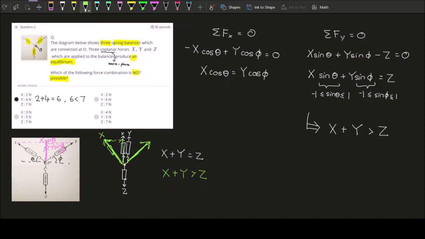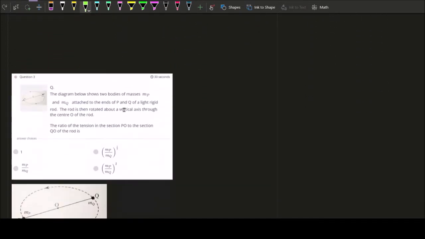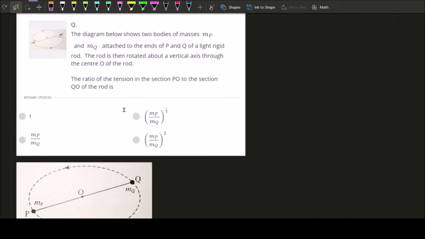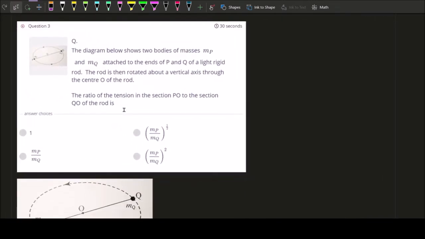Okay, next question. Question number 3. The diagram below shows two bodies of masses MP and MQ. Okay, you have two bodies of masses, which is MP and MQ, and they are attached to the ends P and Q of a light rigid rod.